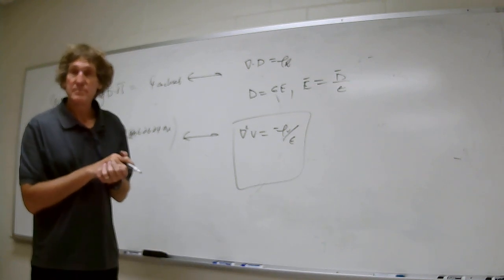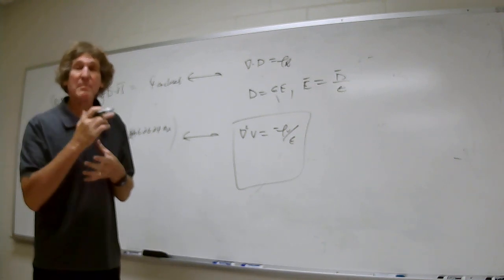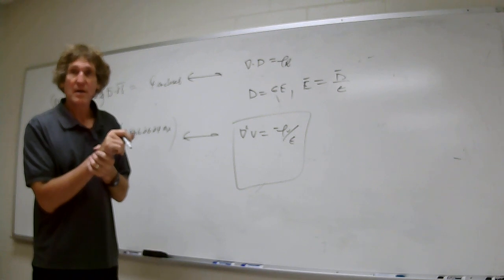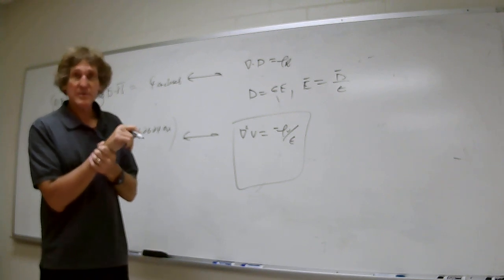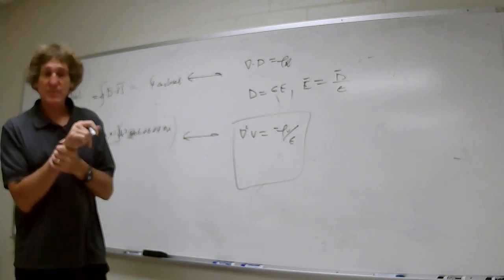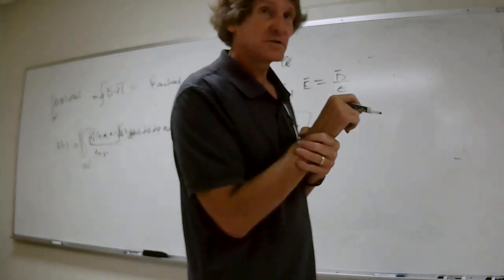Would del squared just be the second derivative? Del squared is called a Laplacian. Oh, right. I remember those, okay. Yes, they're double derivatives, but it's the Laplacian, and they're different for cylindrical, spherical, and Cartesian.